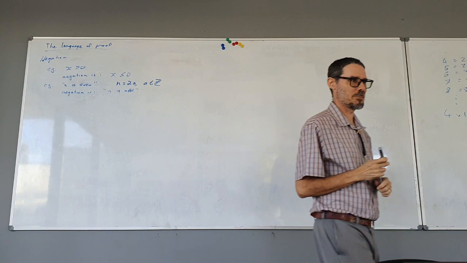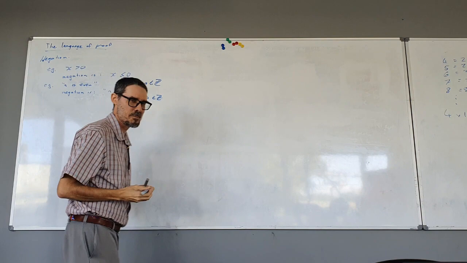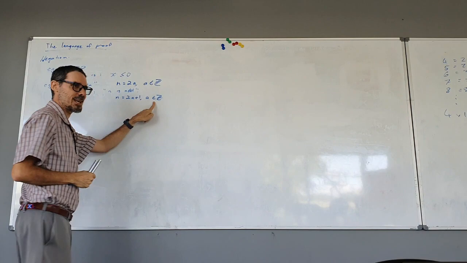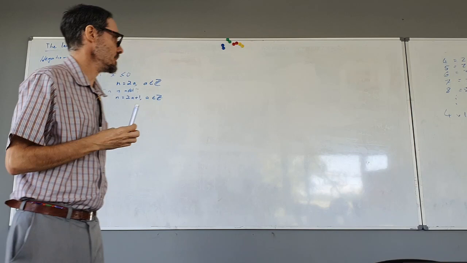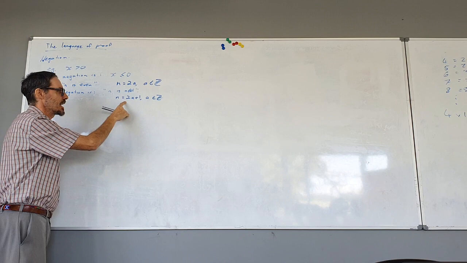And how do I say n is odd? You remember your is an element of notation from grade 10 maths? There's more of that coming. So this is the same sentence: n is even, or n is 2a for some integer a. And this is the same: n is odd is the same as saying n is 2a plus 1 for some integer a.